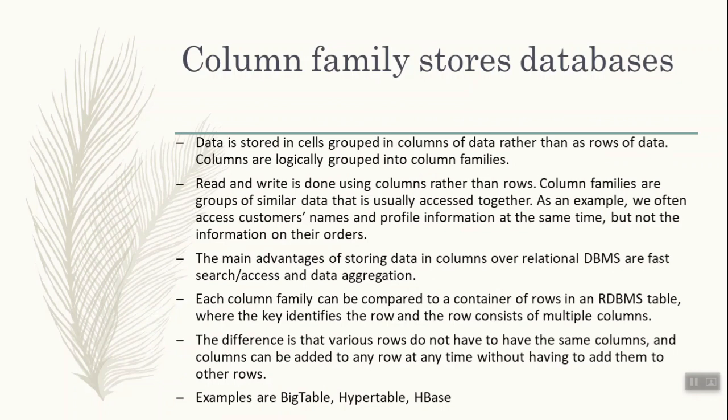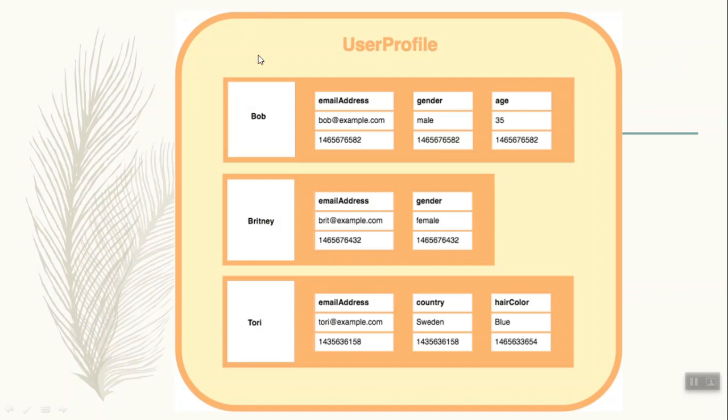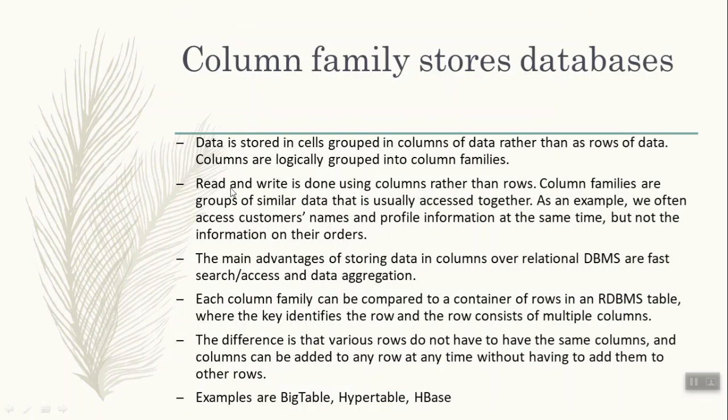Column family stores database. Data is stored in cells grouped in columns of data rather than rows of data. Columns are logically grouped into column families. So we can just see the example first. We have column storage. You can see this. One column is the name, the other is the email address, and the corresponding email address with gender and certain numbers, age, number, and then this. So we'll just check how it works.